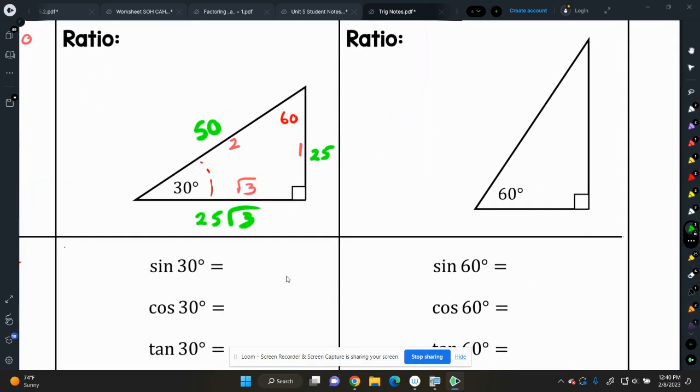Okay, this is also a 30, 60, 90 triangle. It's just oriented differently. But again, the small angle gets the shortest side. The largest angle, which is 90 degrees, gets the largest side. So that's 2 over there. And then we put the square root of 3 right there.